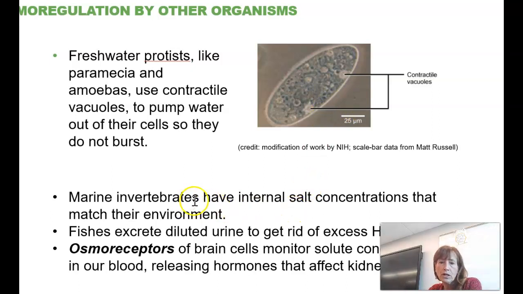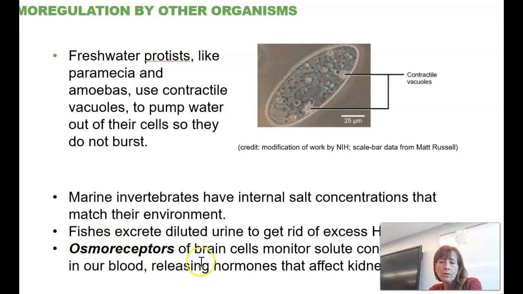Other organisms, such as the ones that live in salt water, may be able to remove salt from their bodies, so they can reduce the amount of salt that they have in them. Fish, you can see what they do. They basically excrete a very dilute urine. And then the brain actually has these things called osmo, referring to water, and you'll see why coming up, receptors.